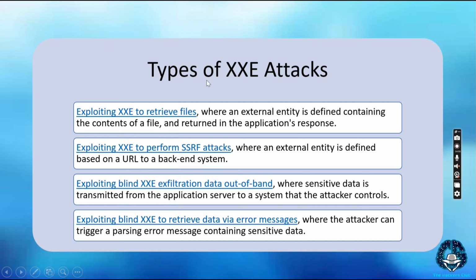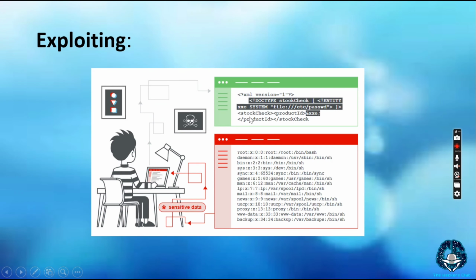What types of attacks do we see with XML? You can retrieve files from the system, do SSRF attacks, and do XXE exfiltration, out-of-band data attacks, and XXE can also be used to retrieve data via error messages. So these are the kinds of attacks we are seeing. This is an overview of XXE.